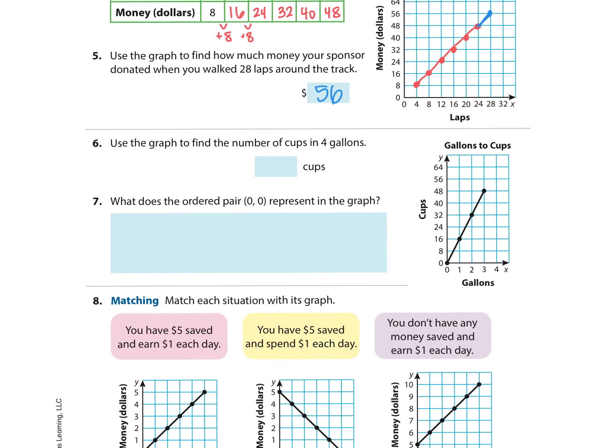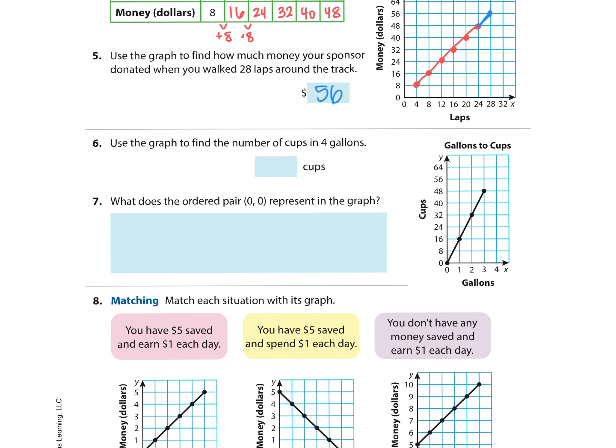Okay, our last one, I want you to try on your own. I want you to look at this graph here. It's comparing gallons to cups, and it says use the graph to find the number of cups in 4 gallons. So try to interpret this graph and see if you can figure that out, and then answer the question, what does the ordered pair 0, 0 represent in this graph? Don't tell me the origin. Yes, 0, 0 is named the origin, but what is it representing? What are we comparing? Okay, I'm going to give you just a couple minutes, so pause this video, take a couple minutes to answer these questions, and then when you're ready, unpause to check.